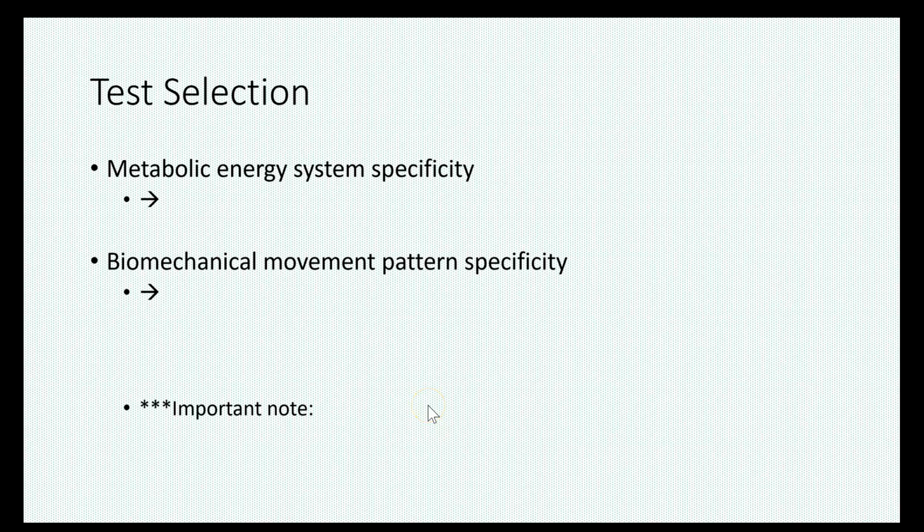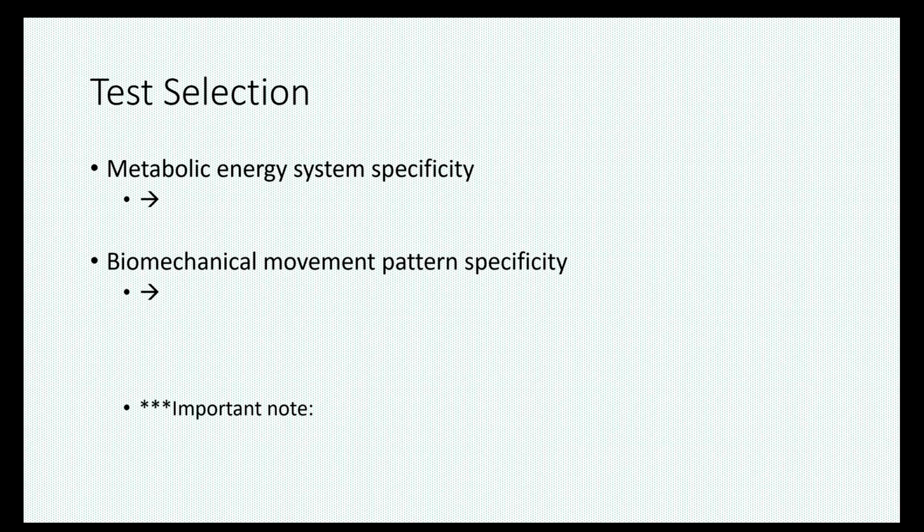Then let's talk about metabolic energy system specificity. See how this is all kind of topping onto one another. So when we talked about the metabolic systems and the demands on the metabolic systems, an aerobic athlete versus an anaerobic athlete, the different energy system used, all of those key terms and foundational knowledge is very important for you to understand going into test selection, right? So for example, if you want to test someone's sprinting capabilities, you wouldn't choose a 2-mile test to do that. Right? So now it makes sense.